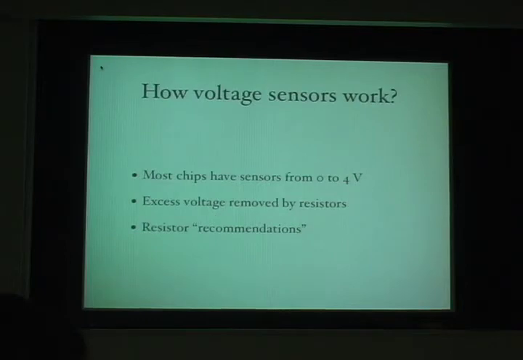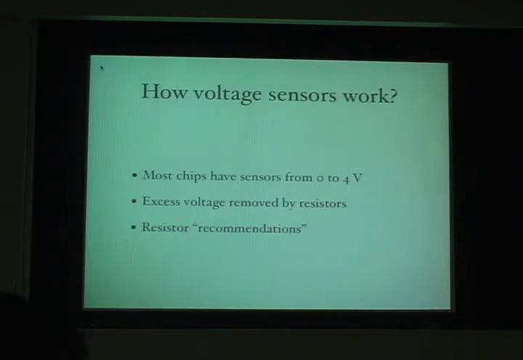And I'm going to give an example of how voltage sensors work to give you some idea about why over-engineering is kind of useless. Most chips have voltage sensors that can sense voltage from 0 to 4 volts or from 0 to 2 volts. And excess voltage is removed by resistors. So if you want to monitor the 12V power line of the power supply unit, then you just need to remove the excess voltage by resistors to bring it to around 3 volts.